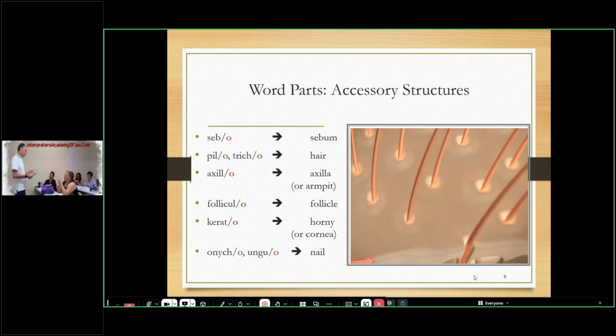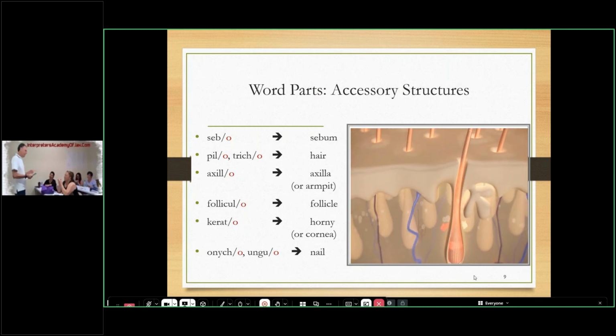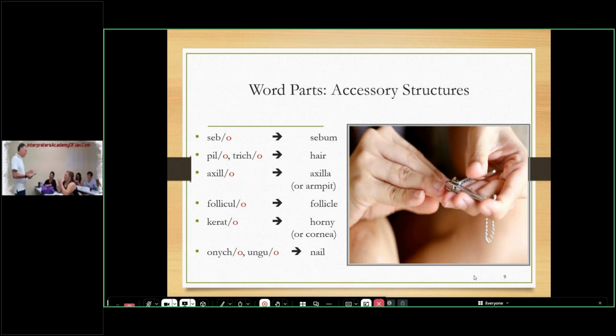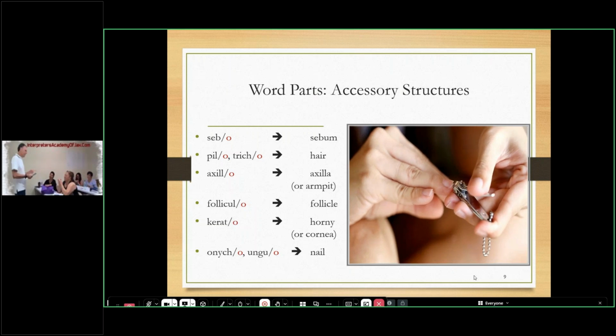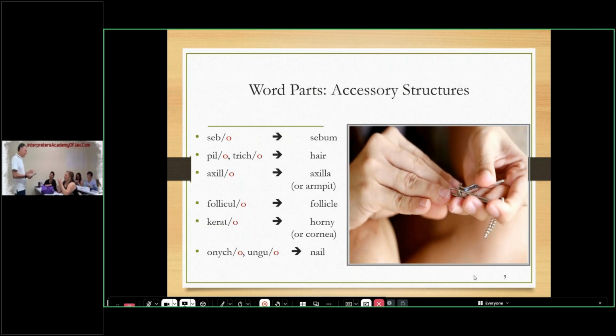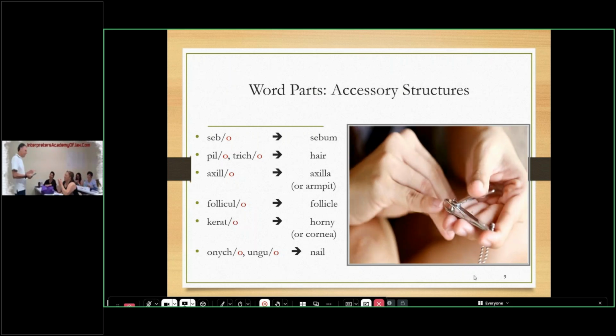In response to a chilly environment, emotional stimulus, or skin irritation, hair develops in the axilla, the axillary region or armpit, during puberty. Nails are composed of keratin, a hard, fibrous protein. Onycho and unguo are the combining forms for nail, and ungual is the adjective form for nail.